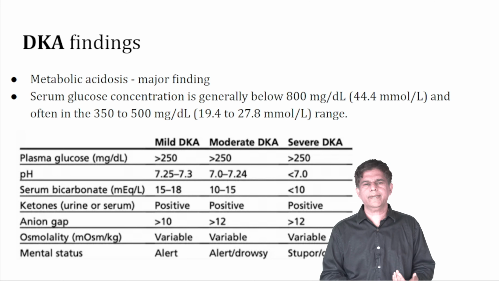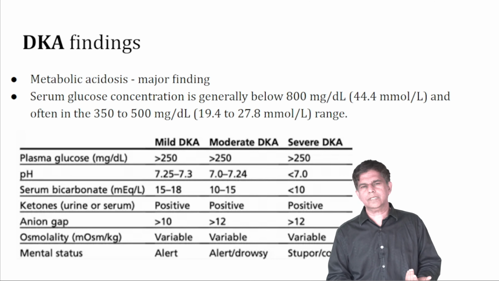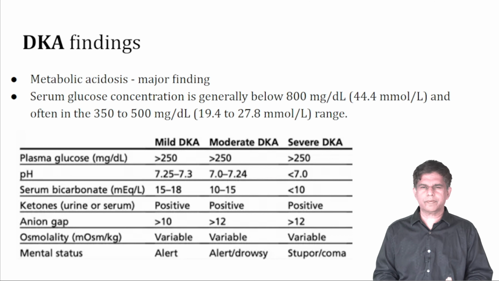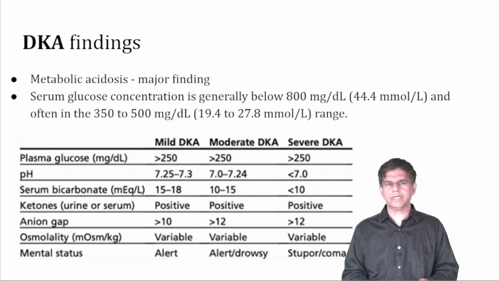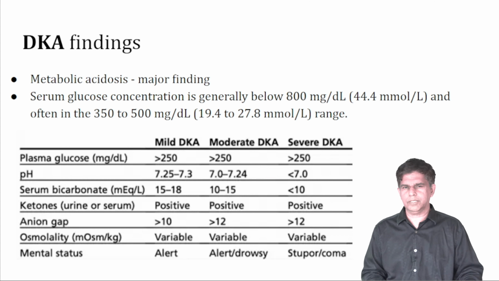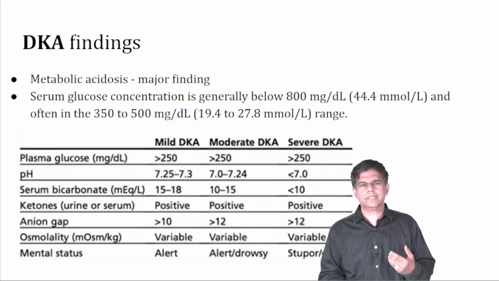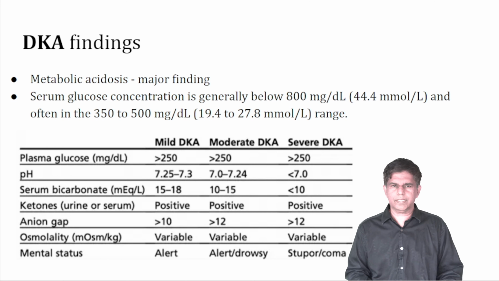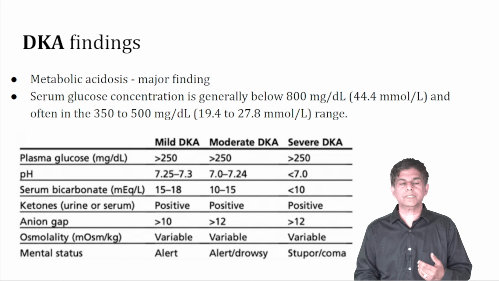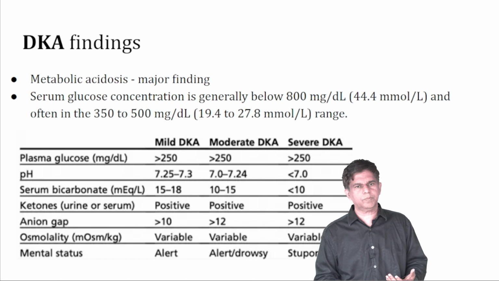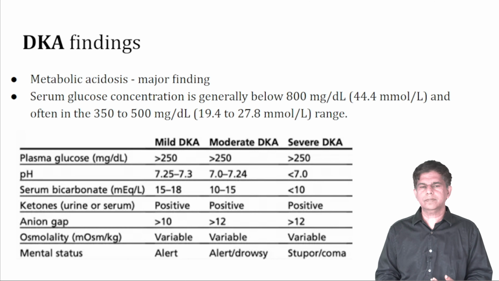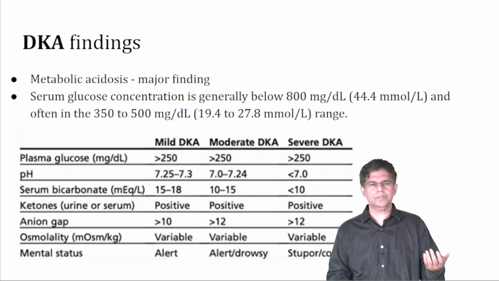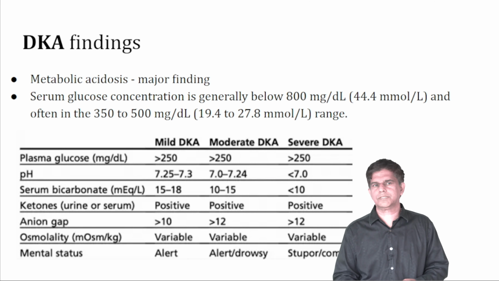You can define DKA into 3 categories actually: mild, moderate, and severe. It's a nice classification there, but always remember the major definition: blood sugar greater than 250, pH less than 7.25, bicarbonate less than 15, okay? But again, you can define it by the newest classification, say mild, moderate, and severe DKA.